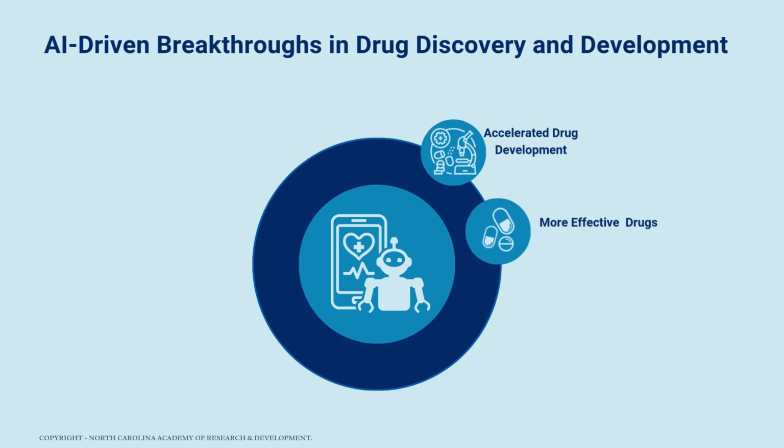More effective drugs. By harnessing AI, researchers can design drugs that are more effective and tailored to individual patient profiles. AI algorithms can predict how different drug molecules will interact with target proteins, allowing for the optimization of drug efficacy and safety. AtomNet, for example, uses structure-based design to predict these interactions, facilitating the creation of more effective therapeutics.